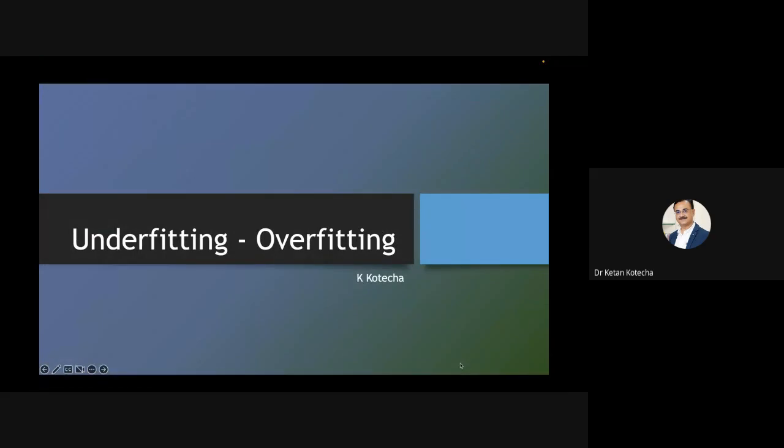Okay. Now, yes sir, it is visible, sir. Underfitting and overfitting is visible, right? Yes, sir. Okay.